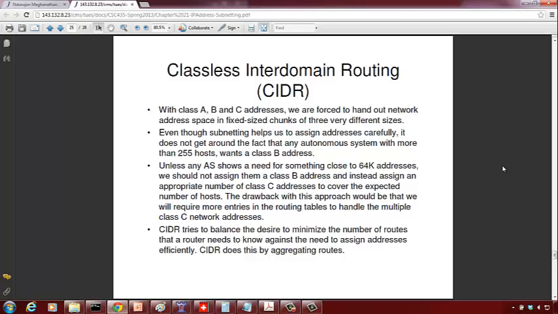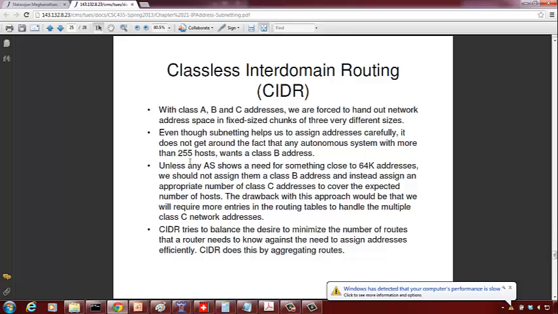Okay, so now let's look at the second strategy to optimize the use of the IP address space, that is classless interdomain routing. So this is again a classless approach for IP address assignment. As a motivation for this, let's say you want to support a network that requires about 300 hosts, so slightly more than 255 hosts.